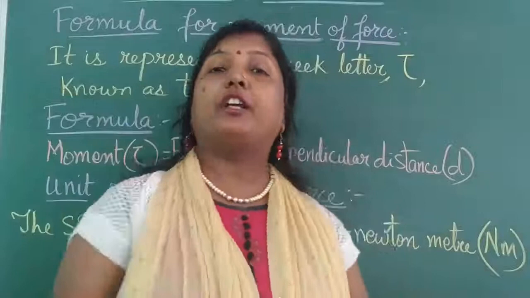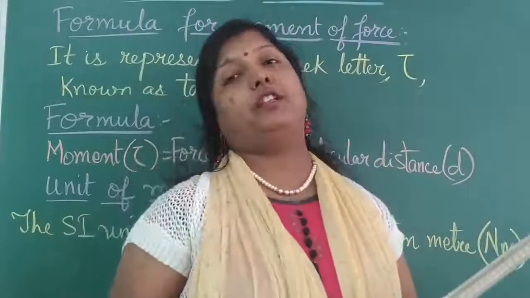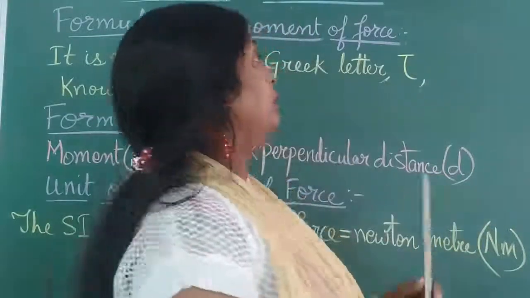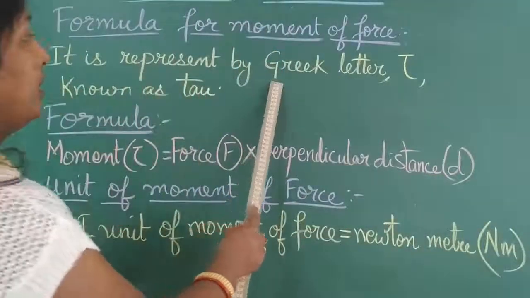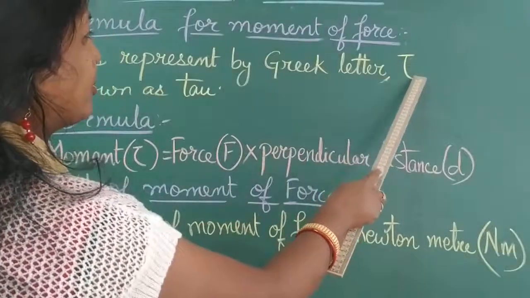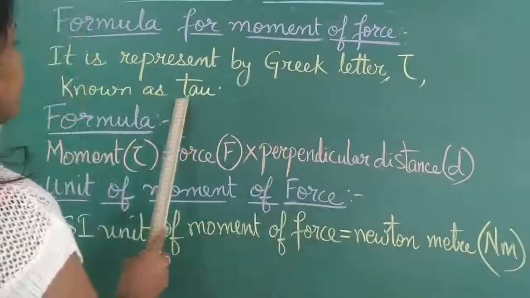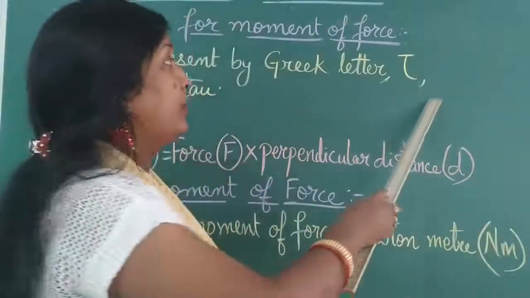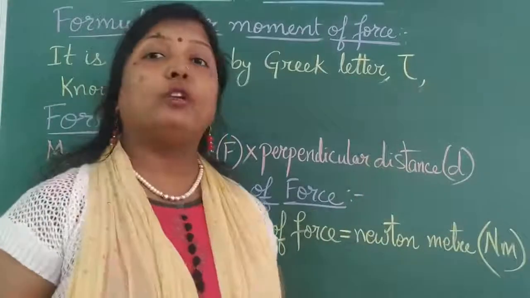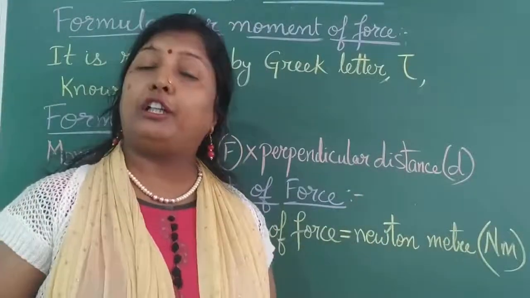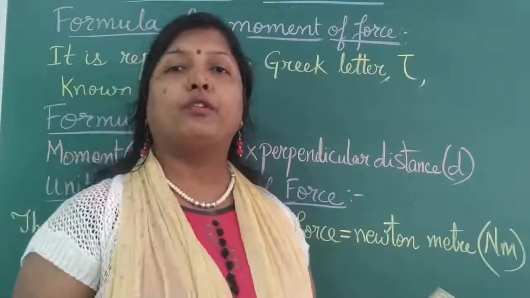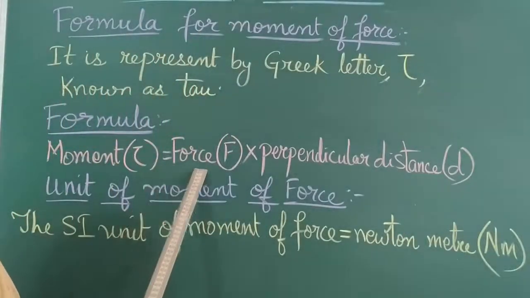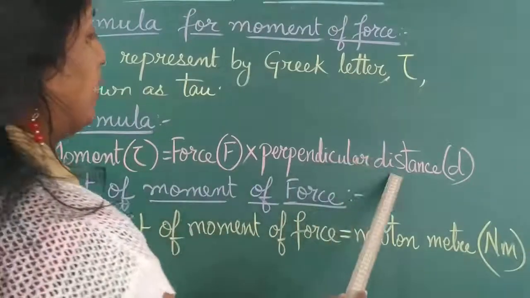From the factors affecting the force, we get the formula for force. But first let us talk about the moment of force, which is also represented by a Greek letter. This is the shape of that letter, and it is also known as tau, but we will be calling it moment of force. So whenever you see this symbol, you will call it moment of force. You will not call it tau. The formula for the moment of force is moment of force equals force into perpendicular distance.